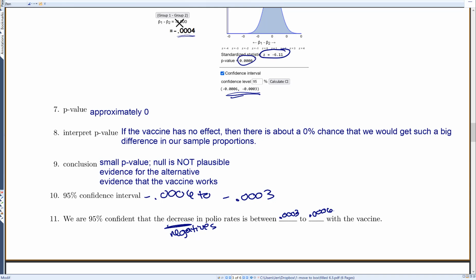Again, it doesn't seem like a lot, but for the people that got polio, it was really horrible. If you could reduce this by even a small amount, it was worthwhile. And the people that did get polio, even after the vaccine, didn't get as sick. And eventually with the vaccine, we were able to completely eradicate polio in America, which made it all worth it.